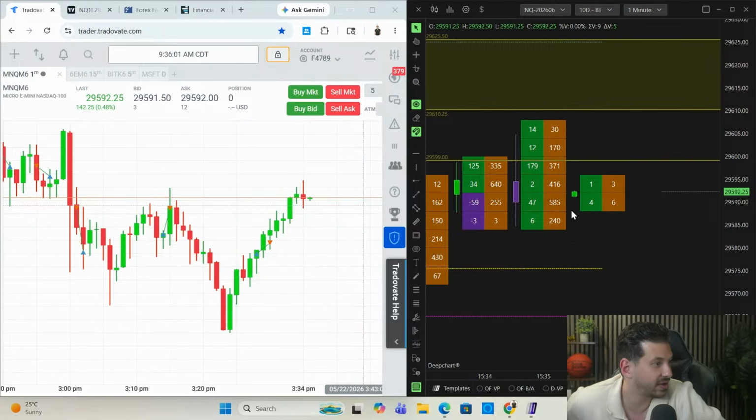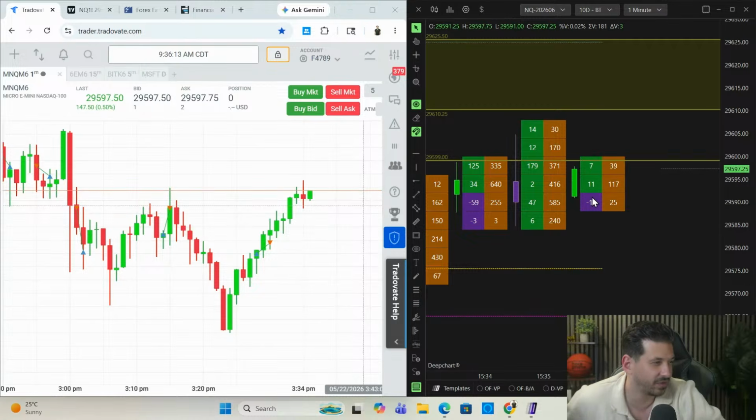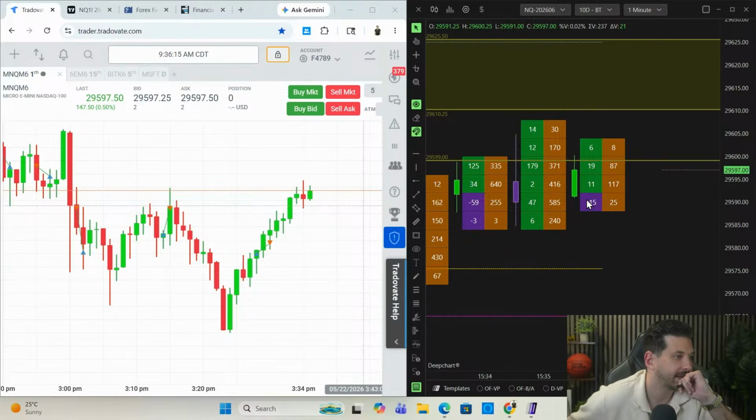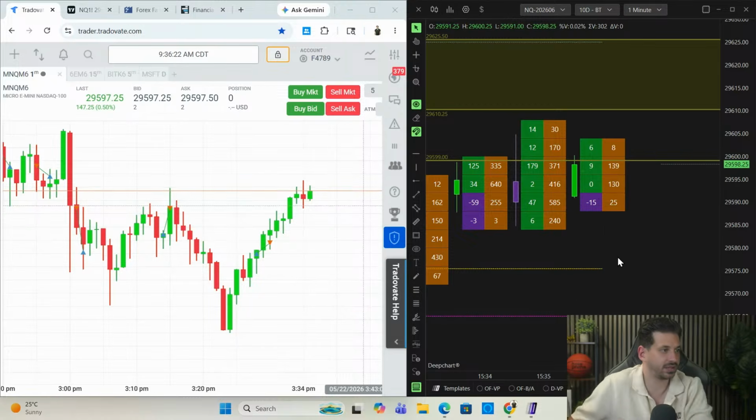But I don't think sellers are finished trying to get this market down just yet. We want to see how many buyers are not really that interested anymore. Still sellers coming in. Few buyers, but it's small volume at the moment. No, it's all small numbers. It's nothing I'm interested in yet.